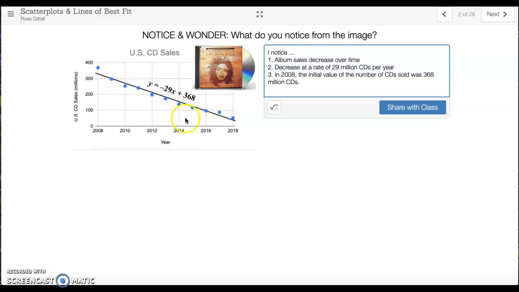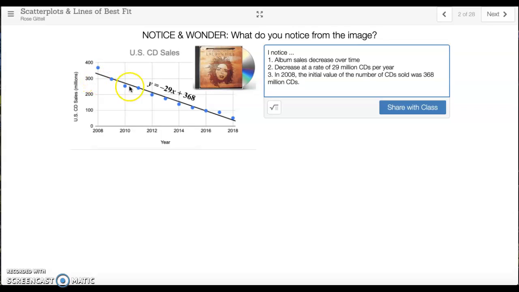So in this first Notice and Wonder, you can see a graph on the left, and this graph is representing US CD sales for this particular album. A few things I want to point out to be careful of. The first is noticing units. So the y-axis is US CD sales in millions. So you can see it looks like 300, but really it's 300 million. So the initial value or the starting place for the album sales would be a little over 300 million albums.